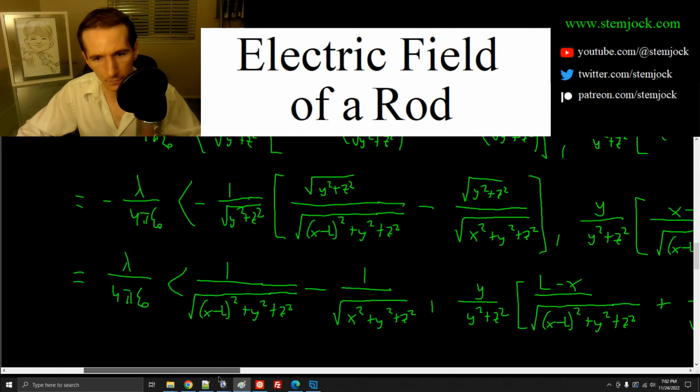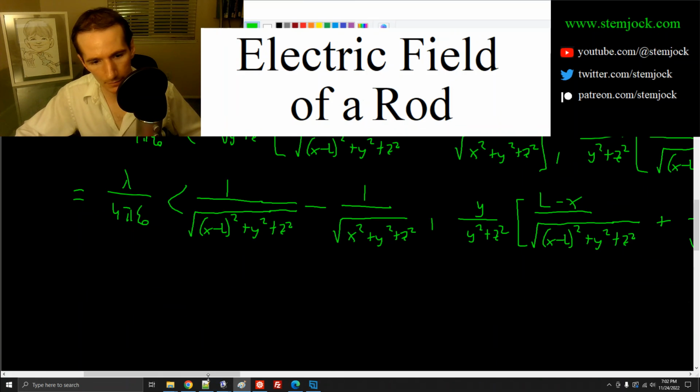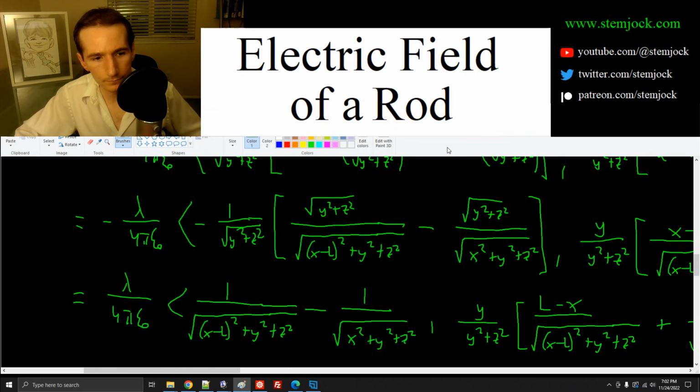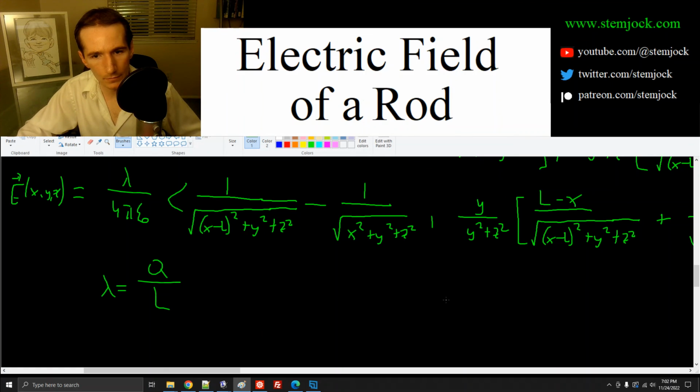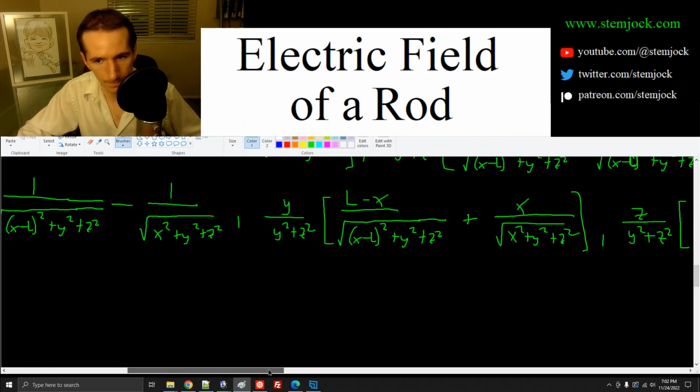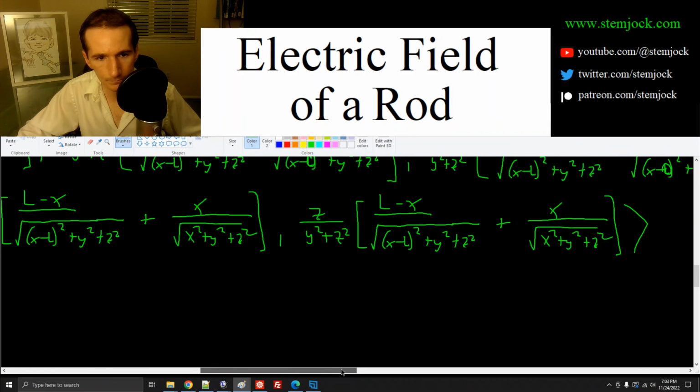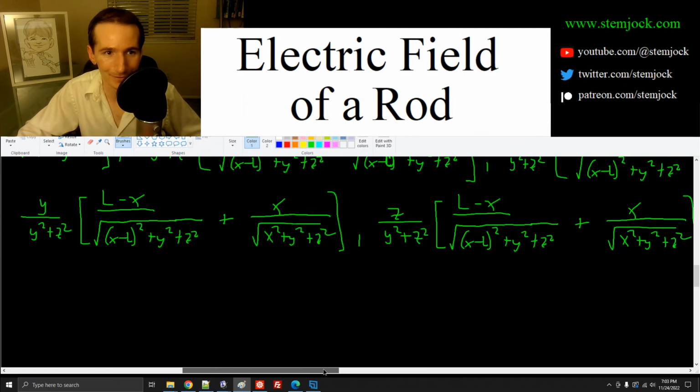So yeah, this is the electric field at x, y, z. You can write lambda as the total charge over the total length, Q over L. So this would be your final answer, assuming I didn't make any other mistakes.